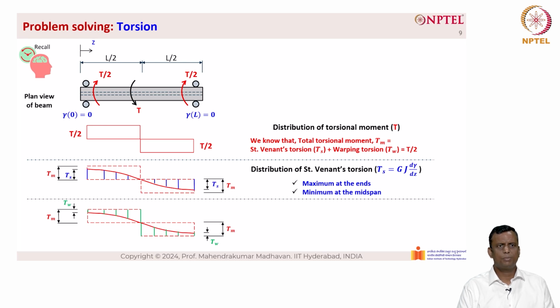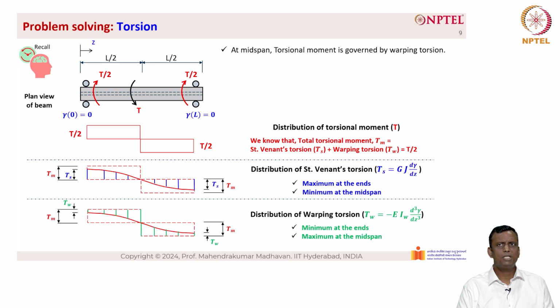And the next one is basically the green color lines that you can see, which is T sub W, the warping torsion or the non-uniform torsion. The distribution is given as Tw equal to minus EIw into d cube gamma by dz cube, which is minimum at the ends and maximum at the midspan. Now at midspan, the torsional moment is governed by warping torsion. However, the torsional moment due to Saint-Venant's torsion is minimum at the midspan.